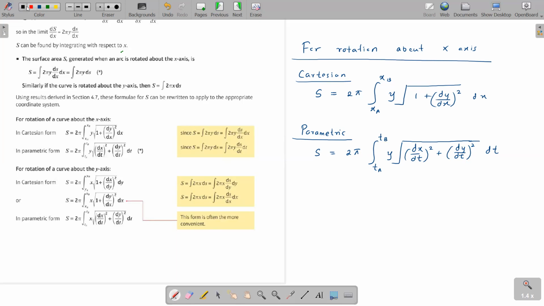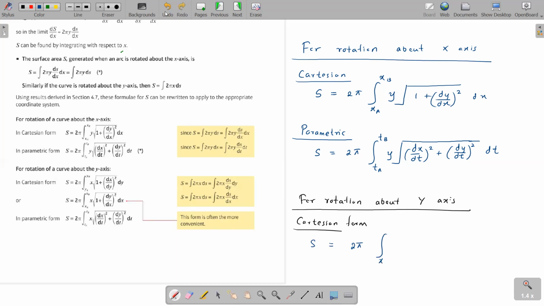And also they've given you for rotation about y-axis. For rotation about y-axis, they've given you a set of equations. In Cartesian form, they've given you two equations for rotation about y-axis. So the surface area is equal to 2 pi times the integral from ya to yb, so you get y limits, of x times root of 1 plus (dx by dy) squared with respect to y.